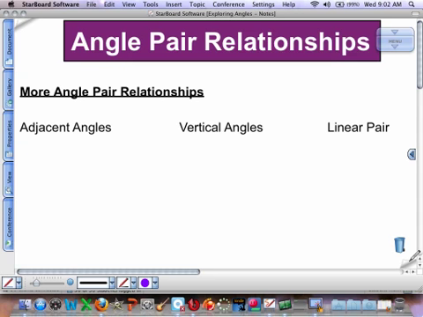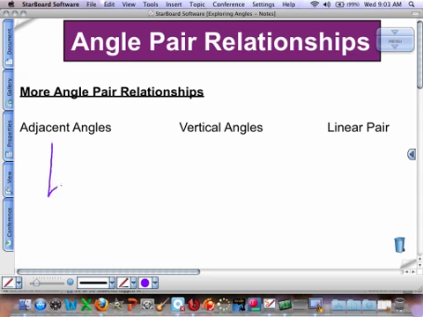Adjacent angles. So Caitlin, what did you find out about adjacent angles? I didn't have internet. Okay. So Brittany, help her out. What did you find out about adjacent angles? There are two angles that share a common side and common vertex. Yes. Common side with a common vertex.